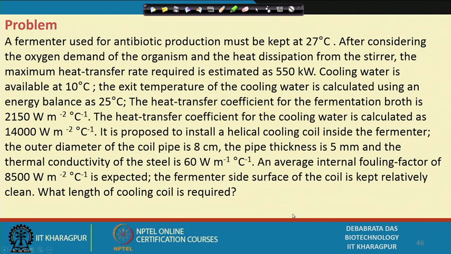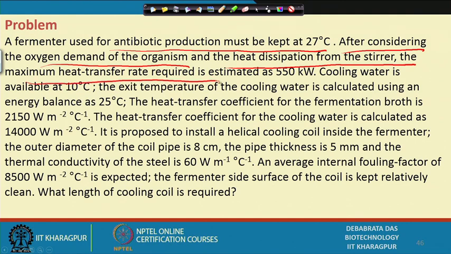And another problem that we have: a fermenter used for antibiotics production must be kept at 27 degrees centigrade. After considering the oxygen demand of the organism and the heat dissipated from the starter, the maximum heat transfer rate required is estimated at 550 kilowatt. Then cooling water is available at 10 degrees centigrade. The exit temperature of the cooling water, calculated using the heat balance, is 25 degrees centigrade.